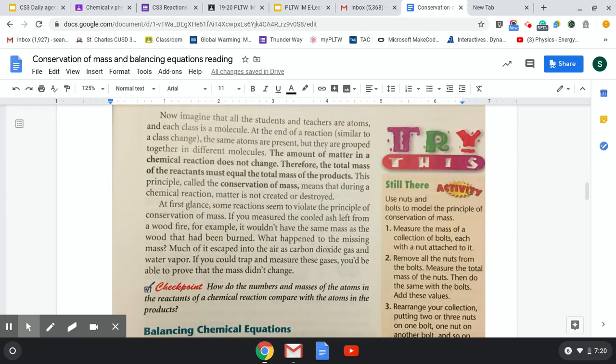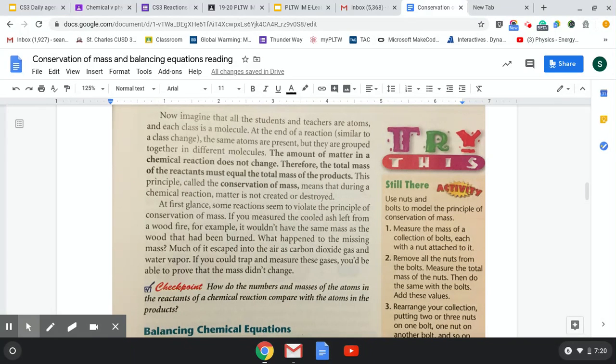Now imagine that all the students and teachers are atoms, and each class is a molecule. At the end of a reaction, similar to a class change, the same atoms are present, but they are grouped together in different molecules. The amount of matter in a chemical reaction does not change. Therefore, the total mass of the reactants must equal the total mass of the products. I would definitely record all of these bolded statements as we go along.